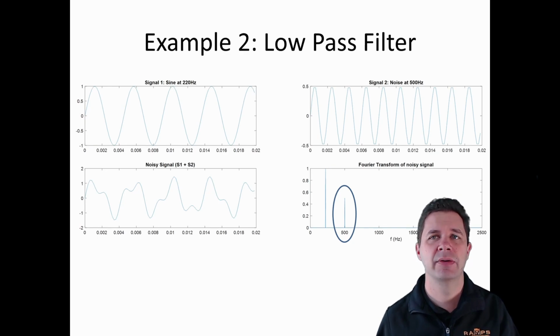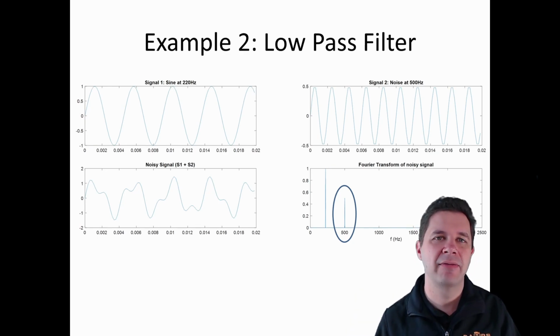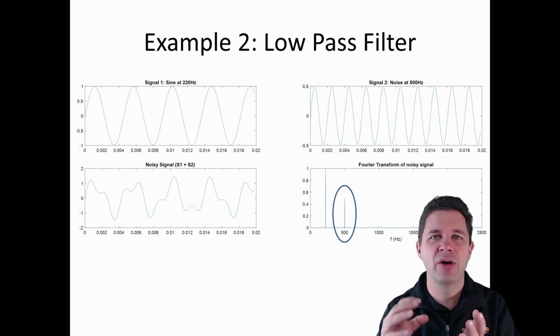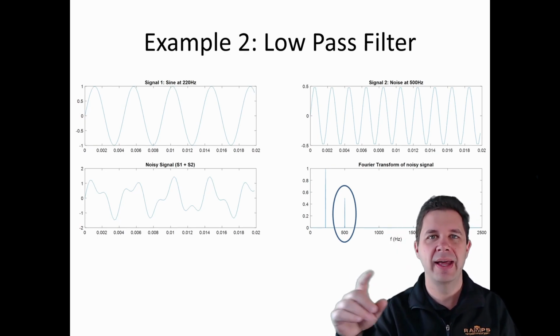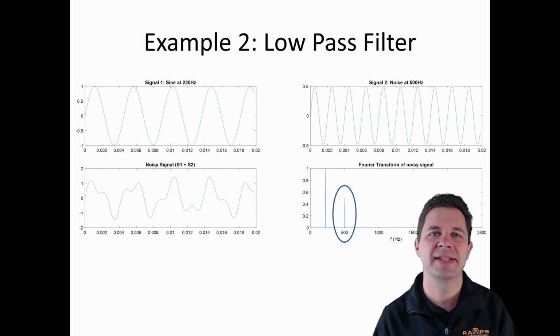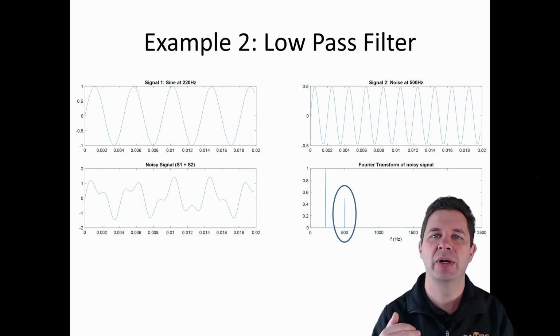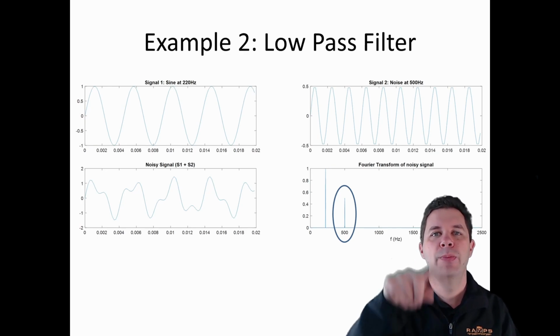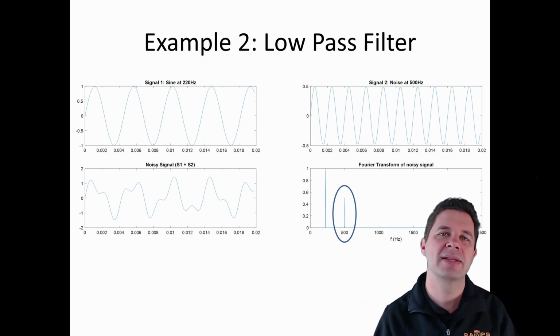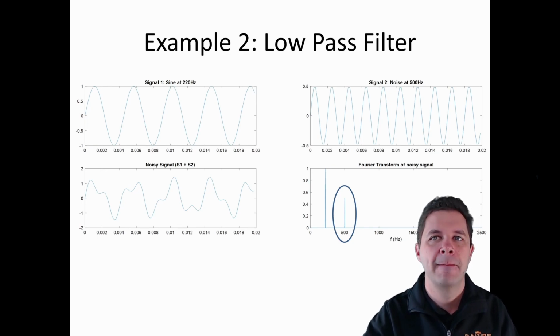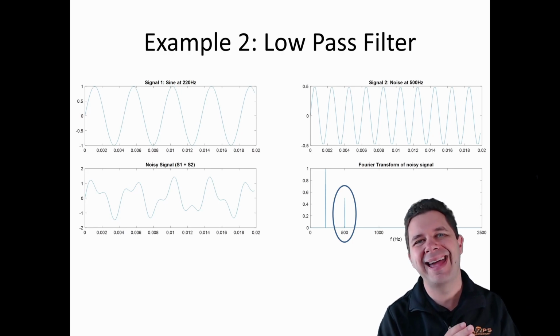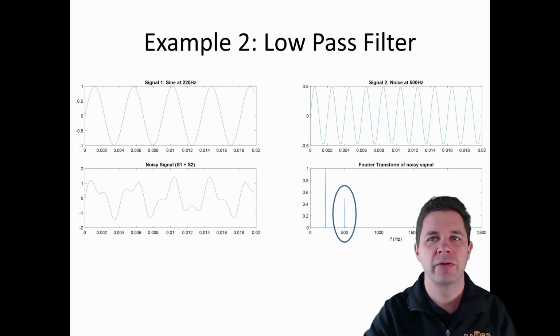Let's look at a low pass filter. Once again, two signals, one at 220 Hertz and one at 500 Hertz. If we add those together, we see this weird collection of bumps and troughs and hills. And once again, if we look at the spectral analysis of it, once we run a Fourier transform on it, we've got two peaks, one at 220 Hertz and one at 500 Hertz. Now, we might want to have lower frequencies here and cut off everything above a certain frequency.